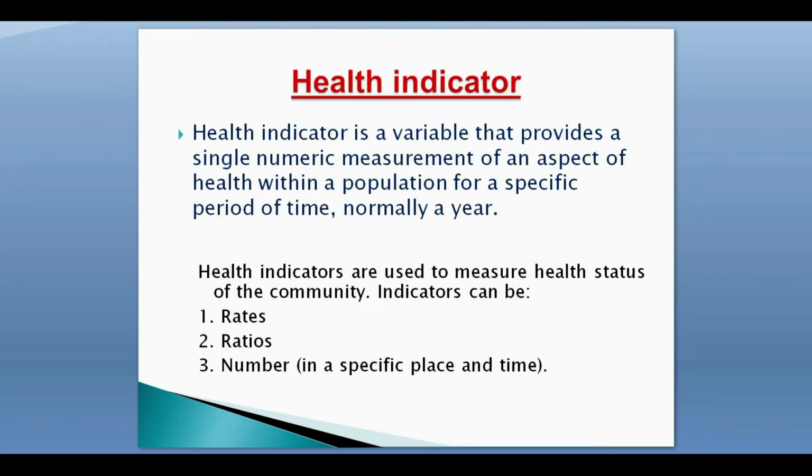Now, the health indicator. What is an indicator? A health indicator is a variable that provides a single numerical measurement of an aspect of health within a population for a specific period of time, normally a year. Health indicators are used to measure the health status of a community. Indicators can be in rates, in ratios, in numbers, in a specific place and time.